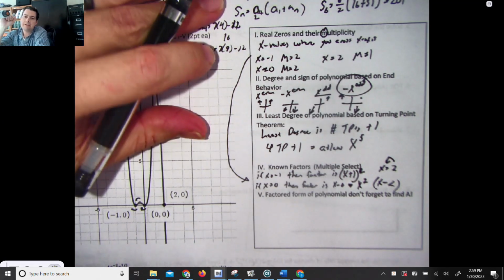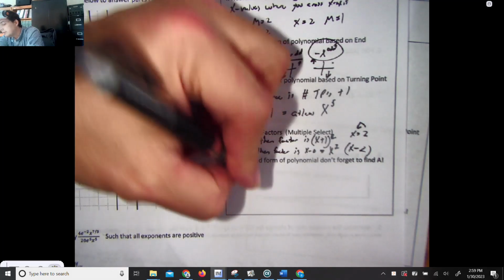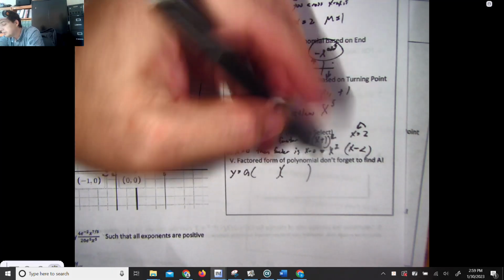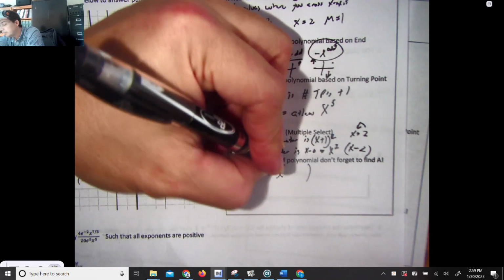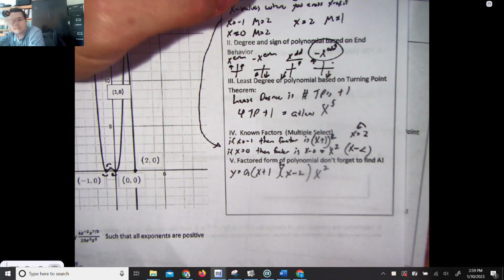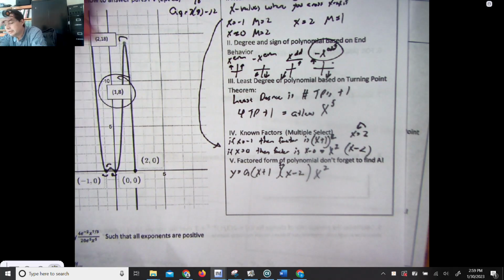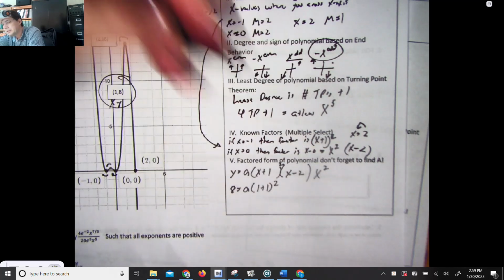Part 5, the factored form where you find a. So I'm going to take my existing factors. I don't know why I opened up a set of parentheses, so I'll just put it at the end. I had this factor x plus 1 all squared. I had this factor x minus 2, and then I had x to the second. And I'm just going to write down the default without an a value. Then I'm going to take this point right here that gives me an x and a y, and I'm going to plug that in. Everywhere I see a y, I'm an 8, and everywhere I see an x, I'm a 1. Remember, that piece is squared.